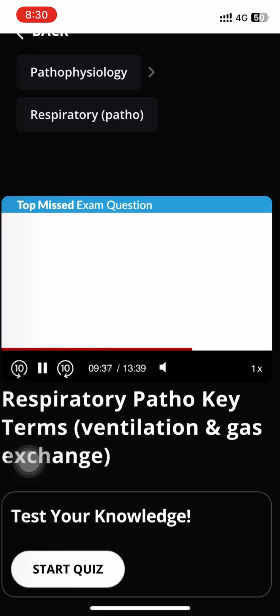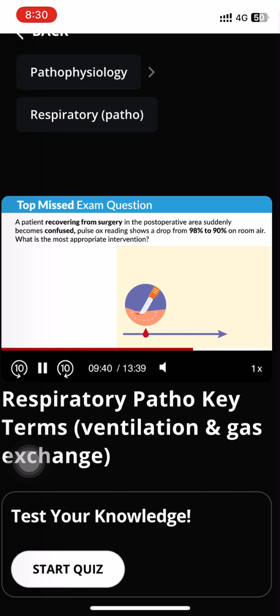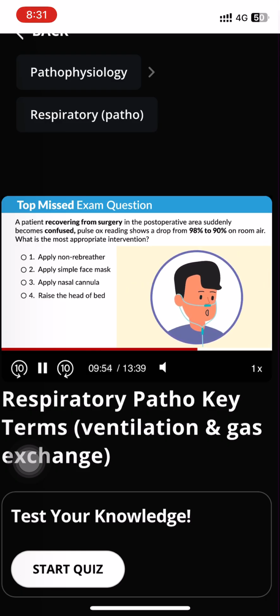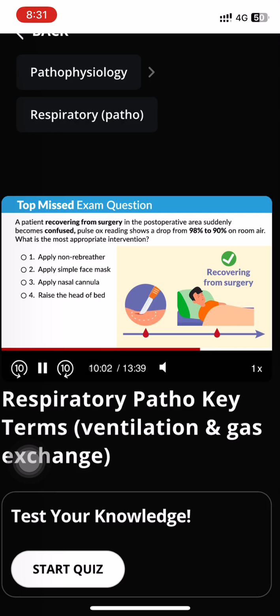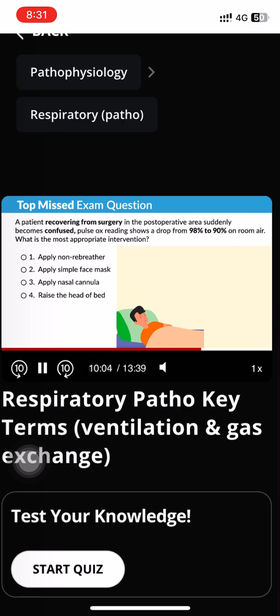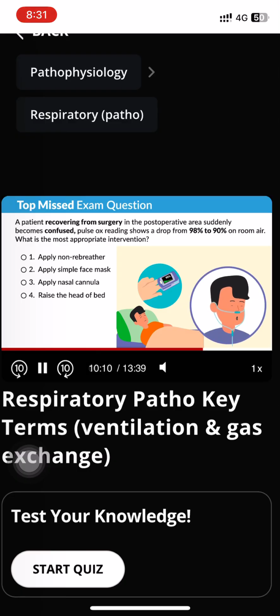Now for the top missed exam question. A patient recovering from surgery in the postoperative area suddenly becomes confused. The pulse ox reading shows a drop from 98% to 90% on room air. What is the most appropriate intervention? Now just think here. The key term was post-op or newly post-op, recovering from surgery. Those are big key terms. We know that this short-term drop in oxygen saturation can be solved with a short-term solution. So the most appropriate intervention is that nasal cannula.